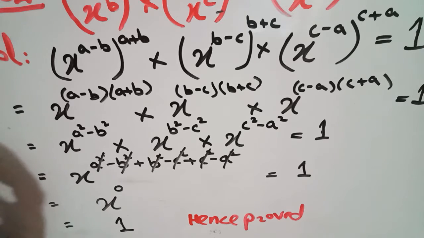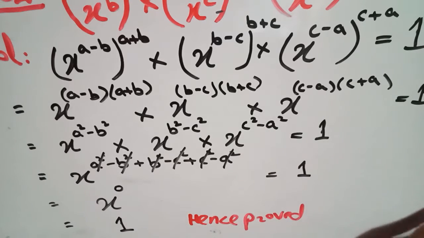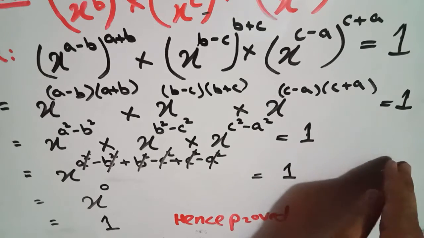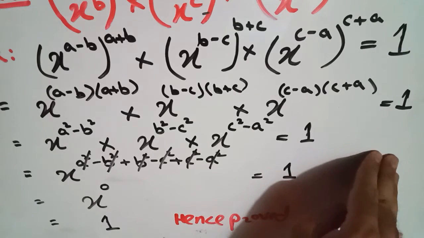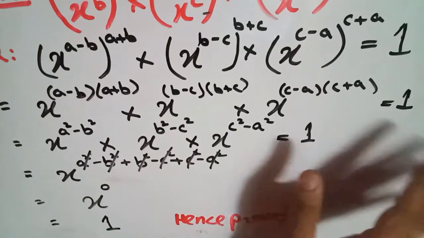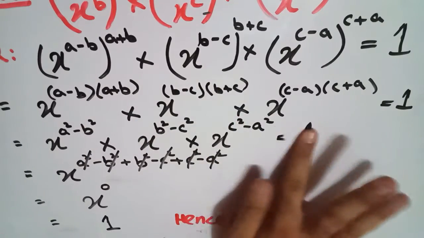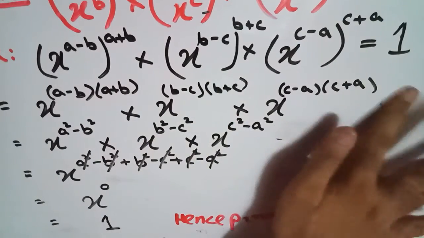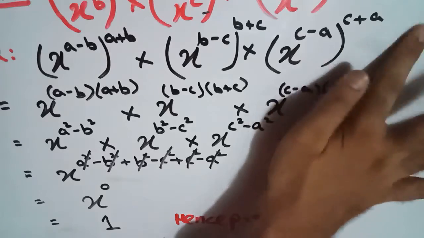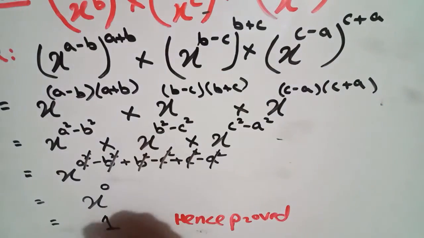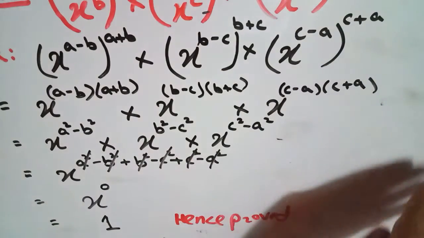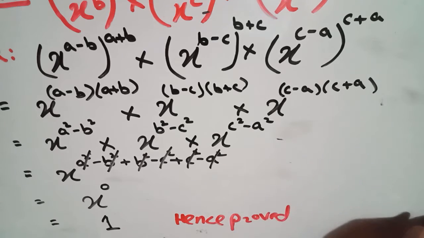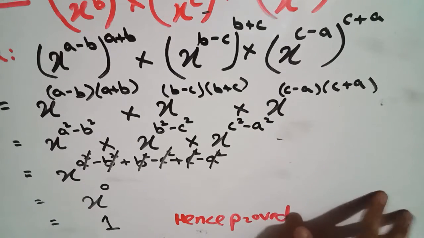Okay, if you want to write 1 on this side, you can write it. If you don't want to write it, you can remove it, because you are solving the left side, so I'm removing it. I just have to tell you that it will be equal to 1 at the end. I have removed it from the right side, but you have to equalize both the sides.